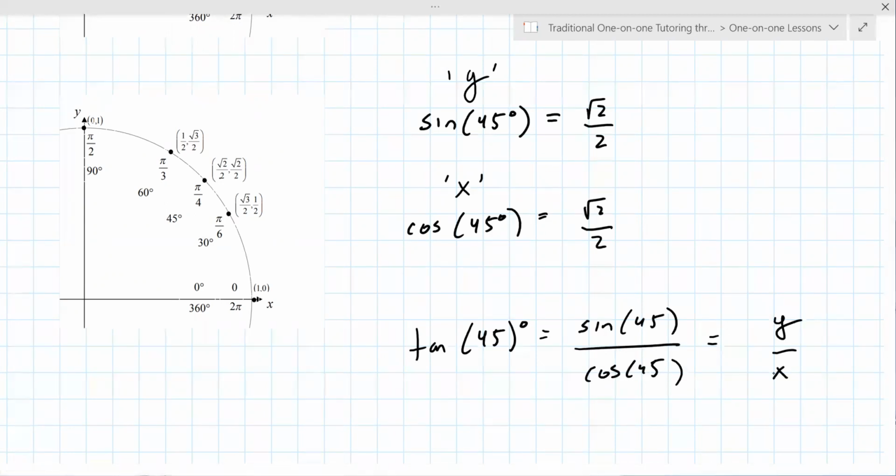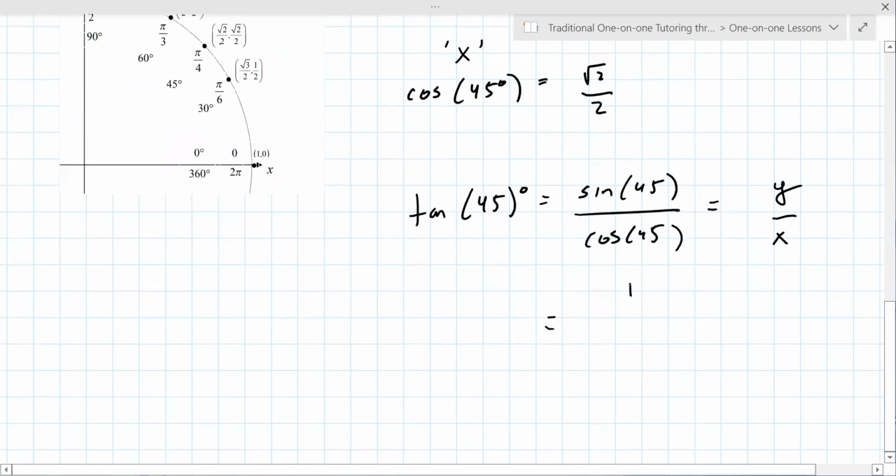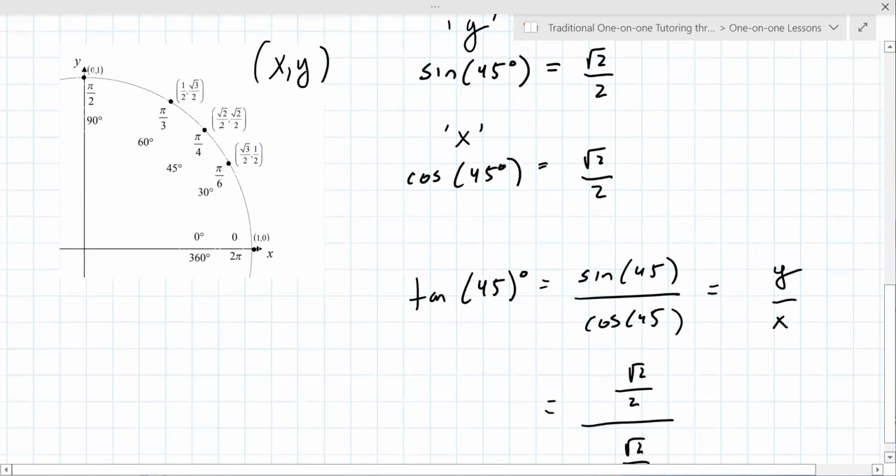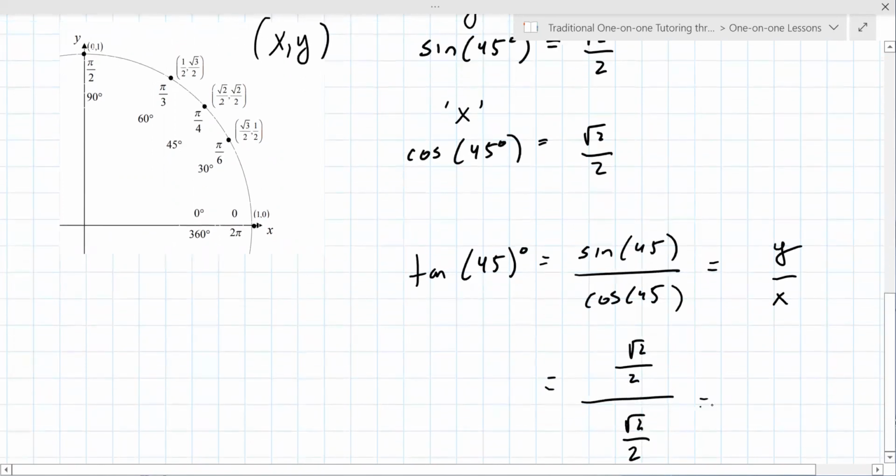However you want to look at it, it's root 2 over 2 over root 2 over 2. And when I say y over x, I'm referring to the ordered pair here. I'm referring to x comma y as an ordered pair. Since root 2 over 2 over root 2 over 2 are the same, this is 1.